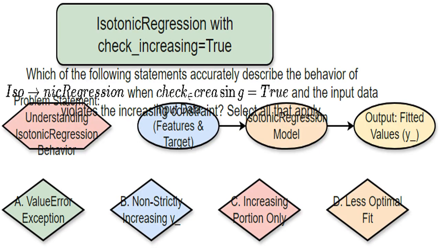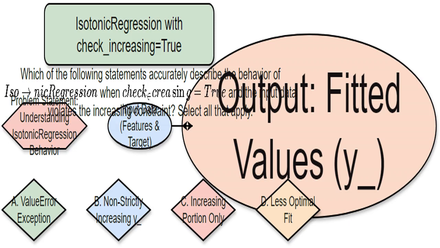I'm seeing if the model will still try to find the best answer it can, even if the answer isn't perfect to meet the increasing constraint. That's correct. Forcing an increasing constraint can impact the model's overall accuracy. This refers to what the isotonic regression model produces, the fitted y-values, which are the model's estimations of the target variable after it's been fit to the data.